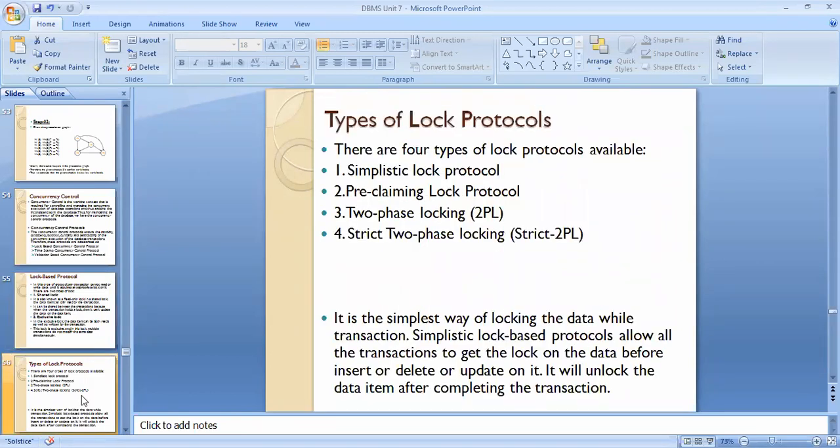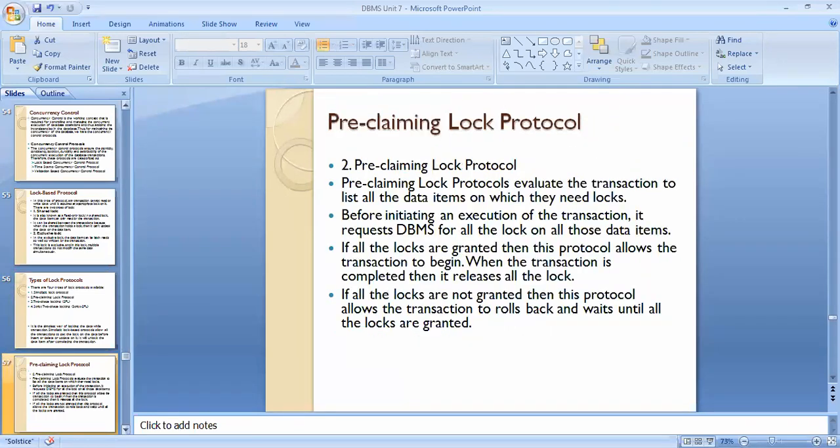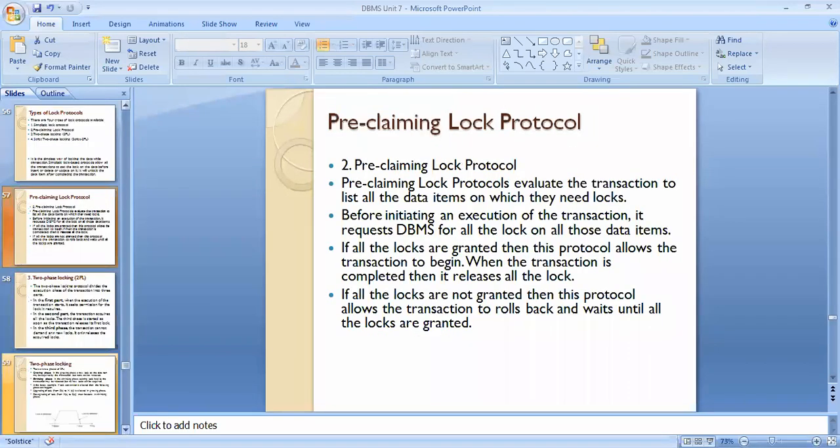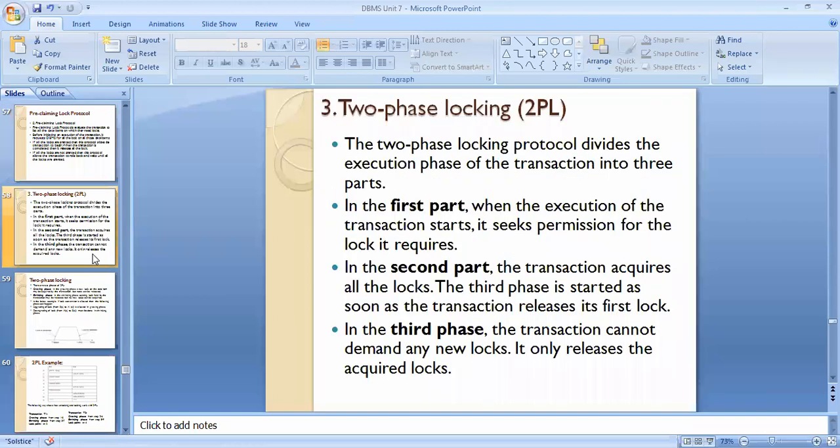In the log-based protocol, there are four types of lock protocol: simplistic, pre-claiming, as well as two-phase locking, which is also called 2PL, and strict two-phase locking. We have already covered these four points. I am just revising two-phase locking, which is the important one.